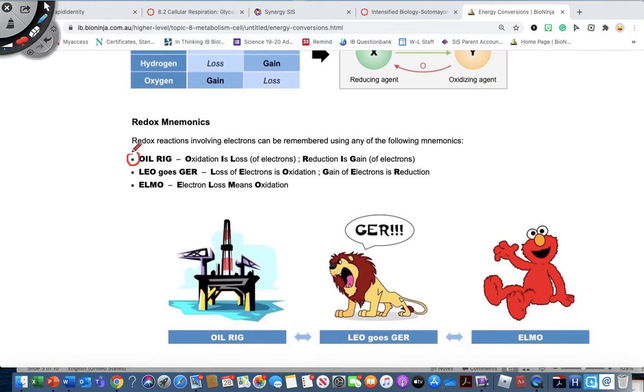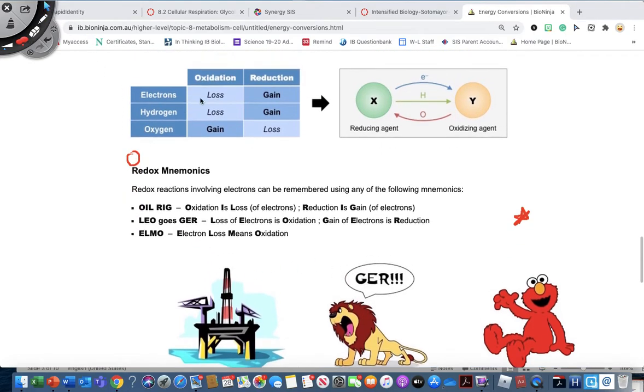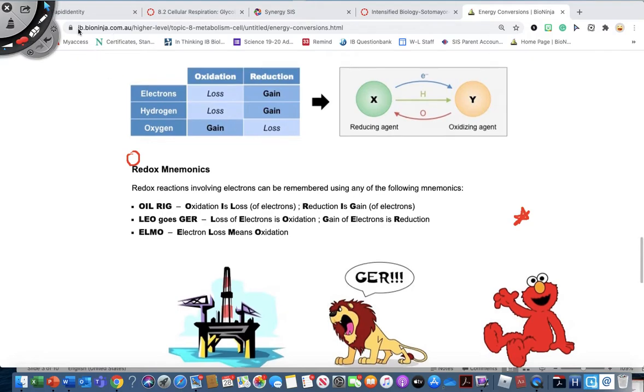I learned the oil rig. So oxidation is loss of electrons and reduction is gain of electrons. But you can also remember LEO goes GER, which is loss of electrons is oxidation and gain of electrons is reduction. Or you can just remember ELMO, and ELMO stands for electron loss means oxidation. Because sometimes it's a little difficult to keep all of these processes straight in your head.